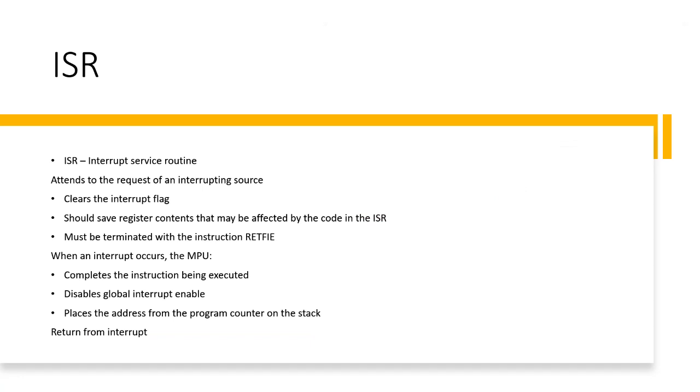ISR, which is Interrupt Service Routine, attends to the request of the interrupting source, clears the interrupt flag, and could save the register content that may be affected by the code in the ISR. It must be terminated with the instruction RETFIE. When an interrupt occurs, the MPU completes the instruction being executed, disables the global interrupt enable, places the address from the program counter on the stack, then jumps to the interrupt service routine.